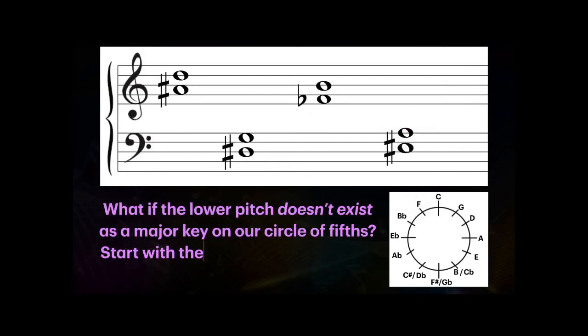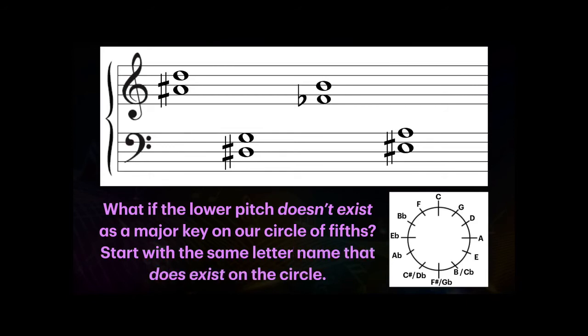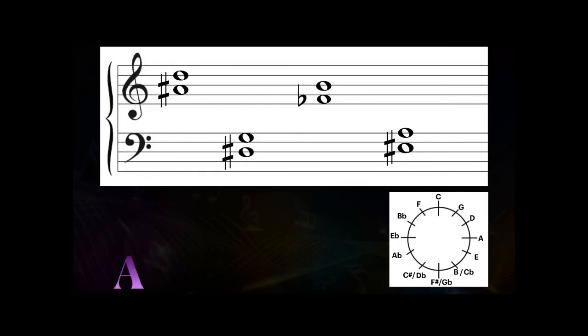What if the lower pitch doesn't exist as a major key on our circle of fifths? Start with the same letter name that does exist on the circle. We don't have an A sharp major on the circle of fifths, but we do have an A major. In the key of A major, we have 3 sharps, F sharp, C sharp, and G sharp. D is not on that list, so an A to a D is a perfect fourth.